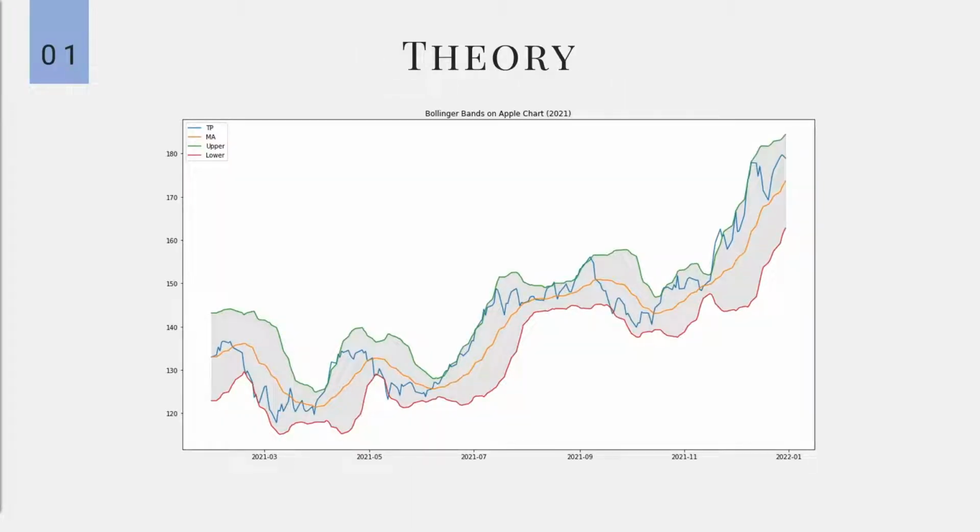So let's start with the theory. First, a little chart of how the Bollinger Bands look. We have four different lines. We have the blue line, which is the TP, the typical price, and we have the orange one, which is the moving average, and then we have the two Bollinger Bands. The green line is the upper one and the red line is the lower Bollinger Band.